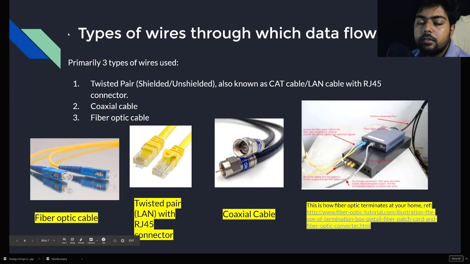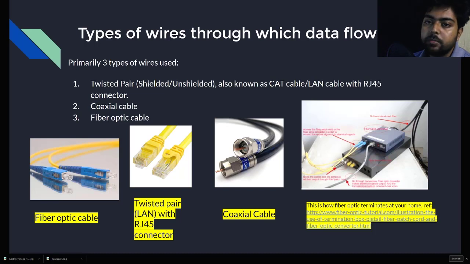Primarily there are three types of cables used in computer networking. The most widely used cable is the twisted pair, and there are two types of twisted pair cables. One is shielded and one is unshielded. Based on different scenarios, we use the shielded or unshielded version. Whenever there is a high chance of interference, we use the shielded one. In our home networks, we don't have much chance of interference, so we use the unshielded one. This is also known as the CAT cable or LAN cable.